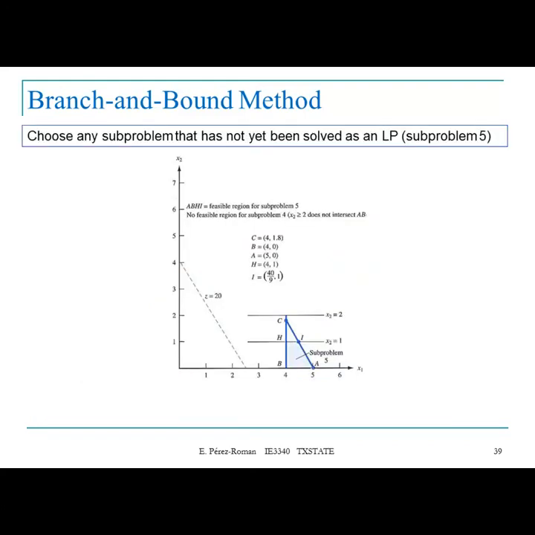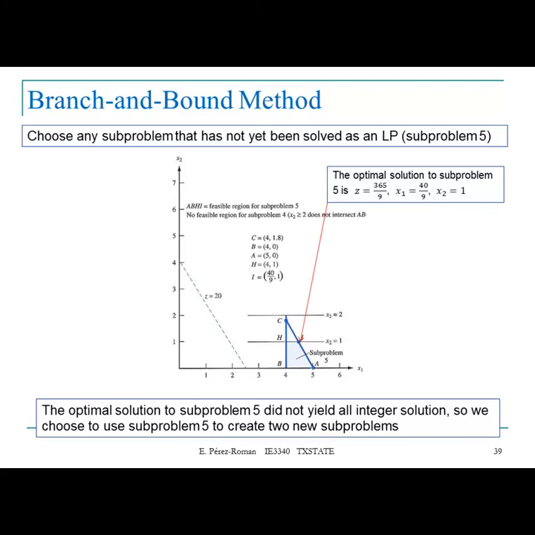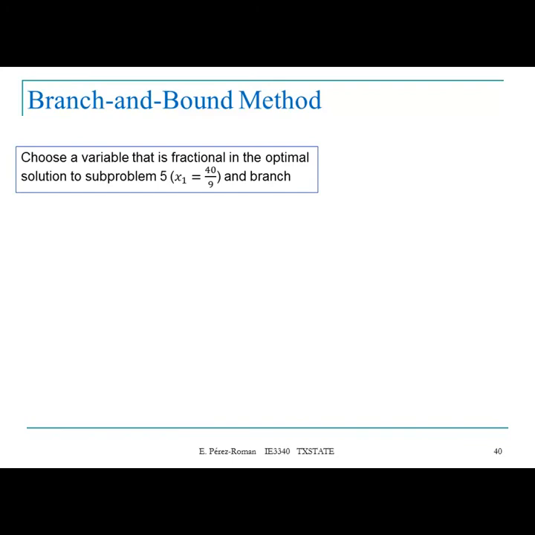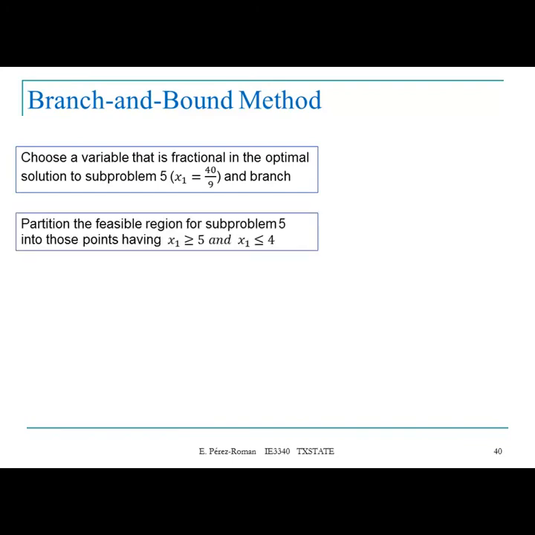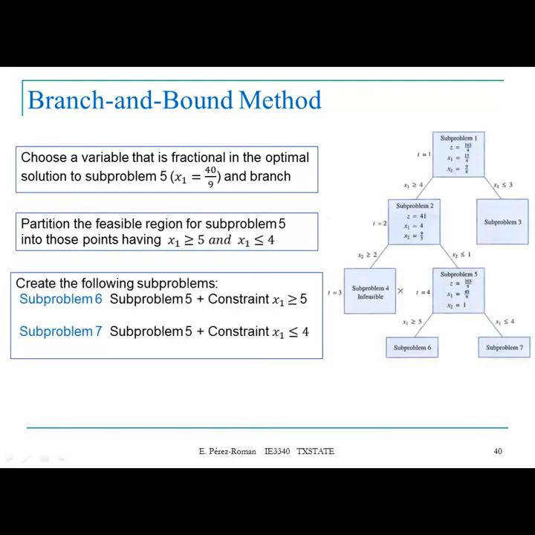So going back to this area, we're solving subproblem number 5 now. If you solve that, you will get this solution. So now x2 equals 1, but you still have a fractional value here. So you can branch one more time in that subproblem. Let me show you that. We choose x1 equals 40 over 9. We can add these 2 constraints to that small area, and when you do that, you're creating 2 new subproblems that are coming from this small new area.